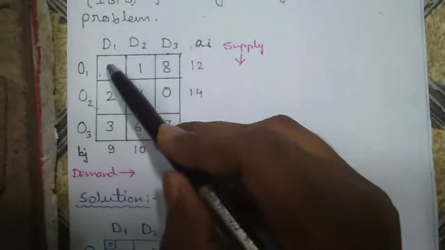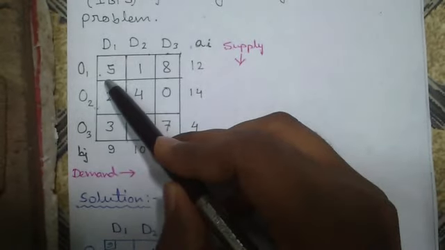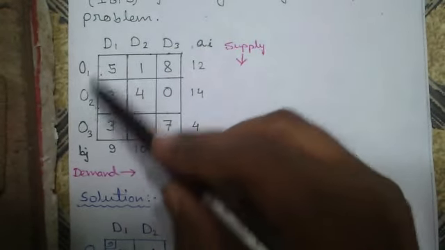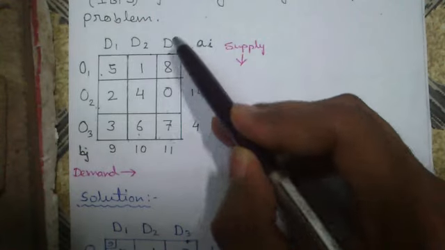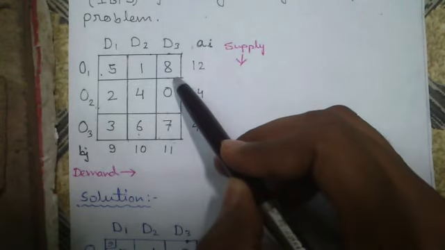So our objective is to transport or allocate goods from 3 origins to 3 destinations in such a manner that our total cost of transportation will be minimum. So let's proceed to the solution.